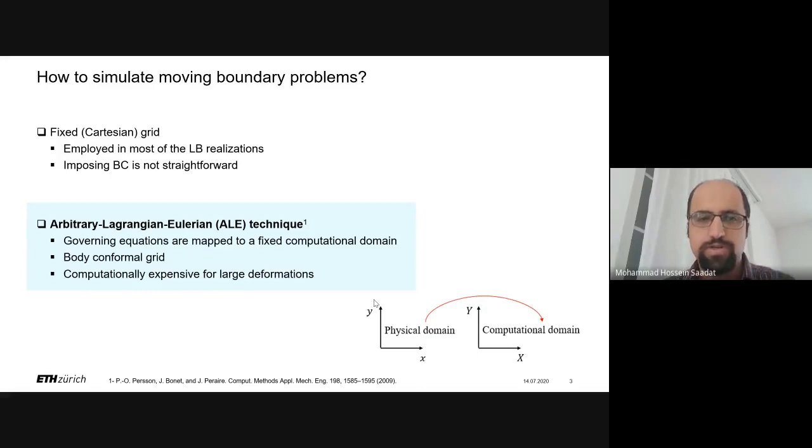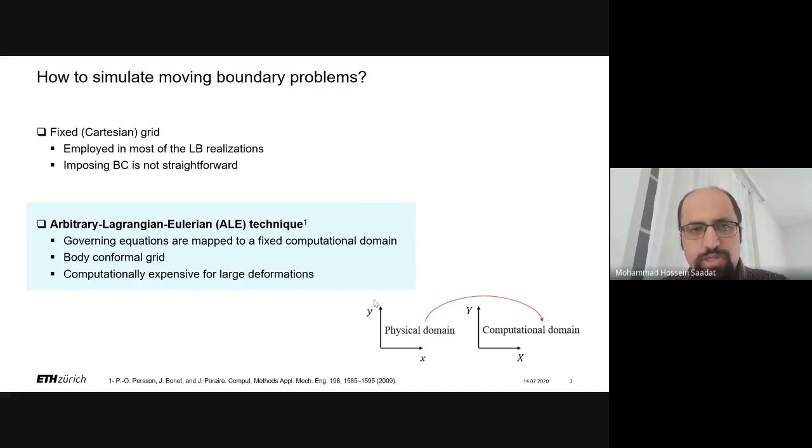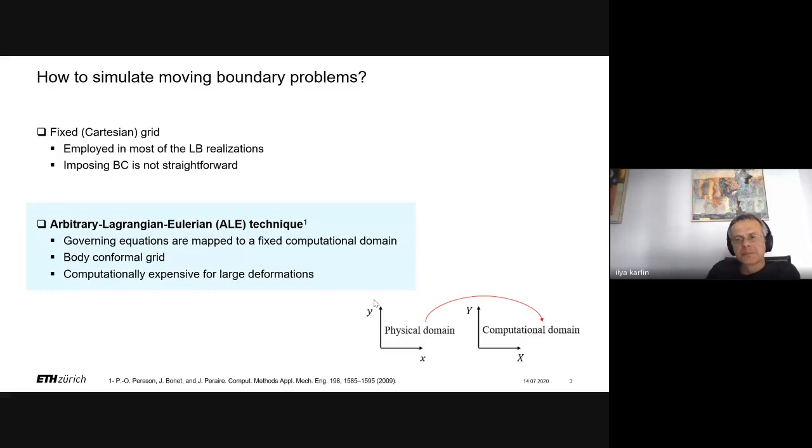But there is also another approach for moving boundary problems, the approach that we have also used in this study, and that is called the arbitrary Lagrangian Eulerian, or in short, the ALE method. The idea of ALE is to map the governing equations from the physical domain, which is moving, to a fixed computational domain, and then solve all the resulting equations in that fixed computational domain. The main advantage of the ALE approach is that it makes it possible for us to have a body-conforming grid. That is important if you have high Reynolds number flows or if resolving the boundary layer with good accuracy is important to us. This method, however, comes with a disadvantage for problems with large deformation. The reason is that when we have large deformation, we have to regenerate the mesh, and regenerating the mesh is computationally expensive.